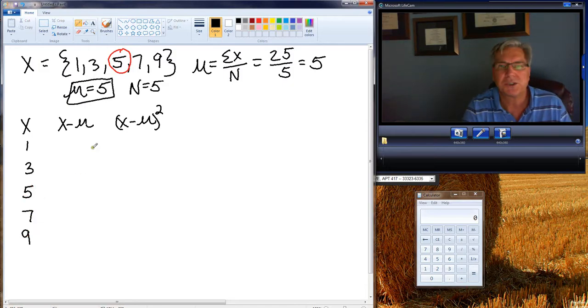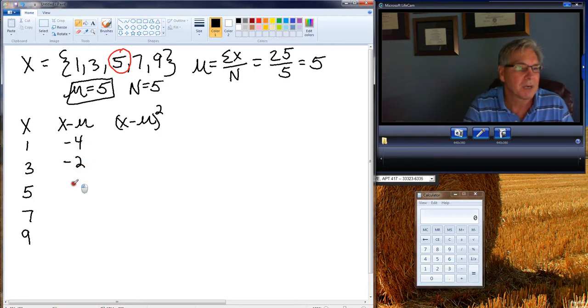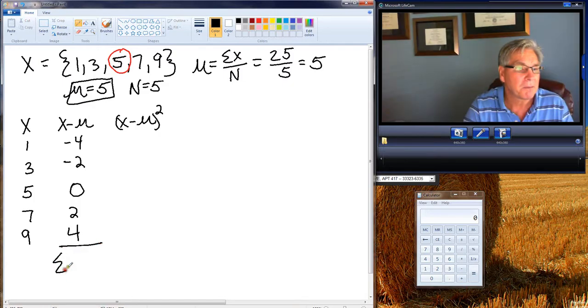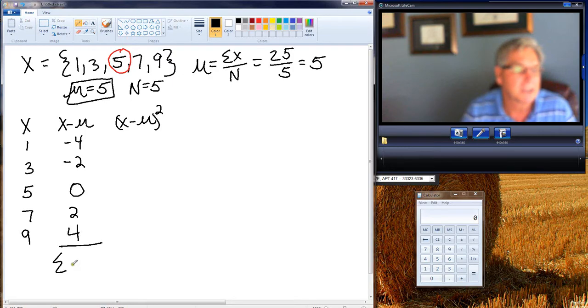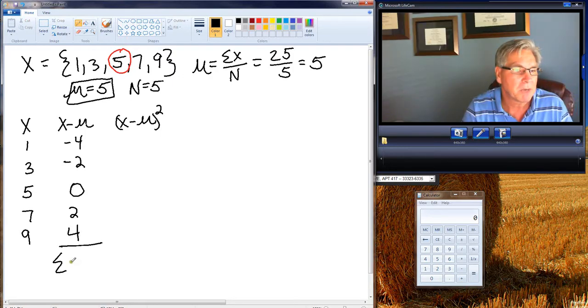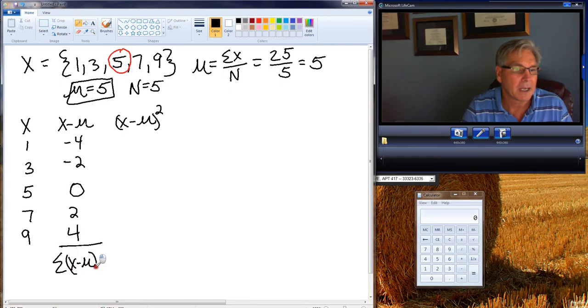So what we're going to do is subtract mu from each and every one, and I know that mu is 5. So 1 minus 5 is negative 4, 3 minus 5 is negative 2, 5 minus 5 is 0, 7 minus 5, of course, is 2, and 9 minus 5 is 4. So we have all our numbers. Now if we sum up all those differences of x minus mu, those are going to sum up to 0. Negative 4, 4, negative 2, and 2, and then just 0.